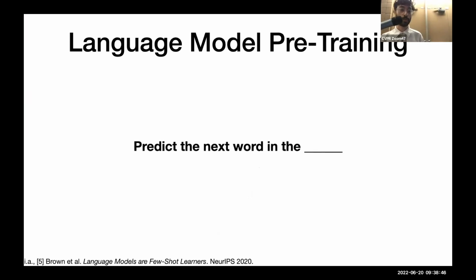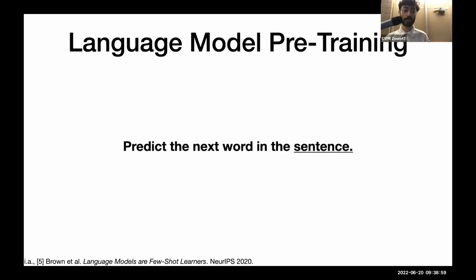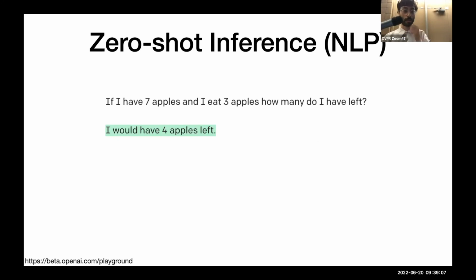So with language modeling, the task is pretty straightforward. It's just to predict the next word in the sentence. By training a model to do this on very large corpora of data, it starts to learn some interesting things about language and the way that humans might pose questions and do other things. The cool thing here is that we can now do things zero-shot at inference time. So here I've posed a subtraction problem to GPT, where I tell it I have 7 apples and I eat 3 of them, and I ask how many I have left, and it tells me that I have 4 apples.